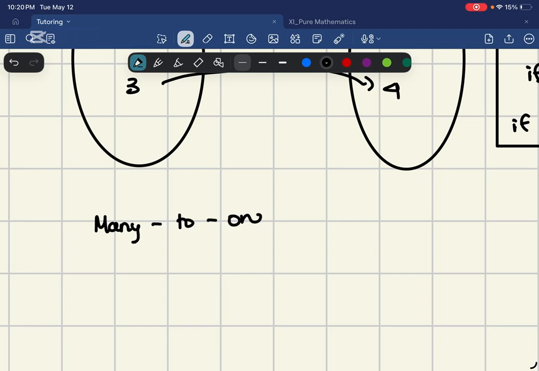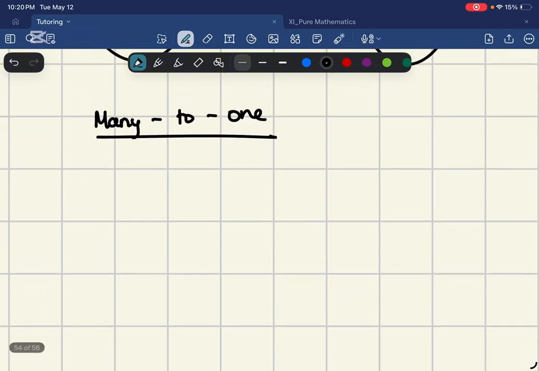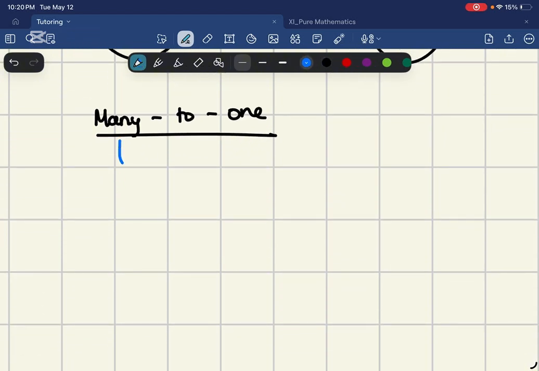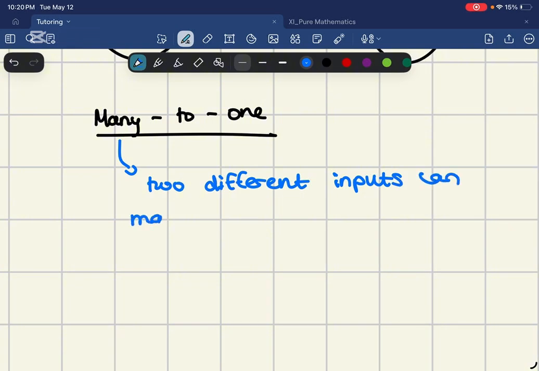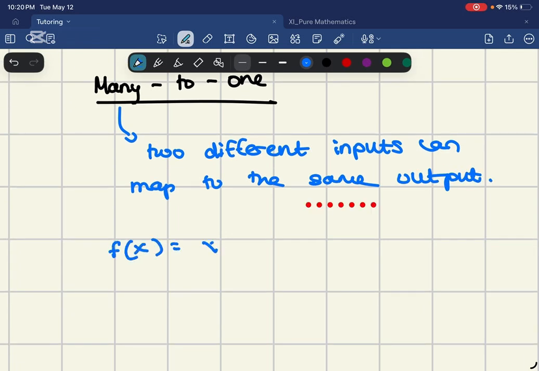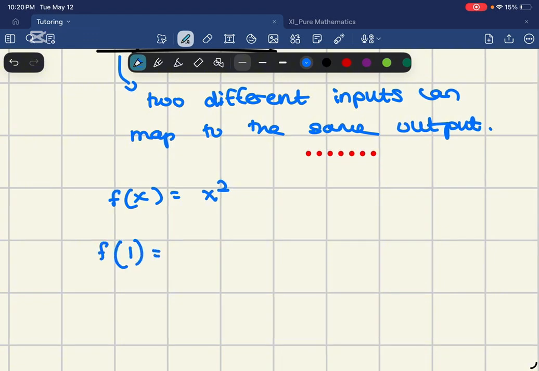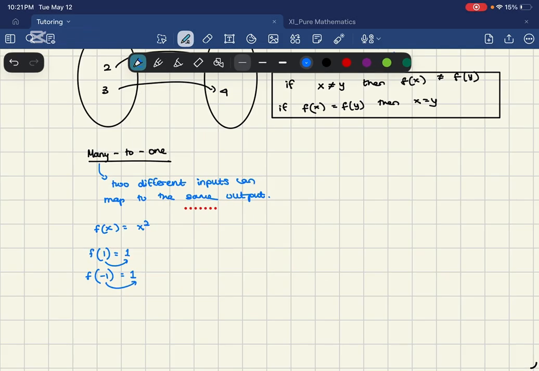many-to-one. And a many-to-one function basically is as follows. A many-to-one means that two different inputs can map to the same output. Let's use the example f of x is equal to x squared. If my input is 1, my output is 1. If my input is negative 1, the output is still positive 1. So two different inputs can map to the same output. Many can map to 1. So that is a many-to-one function.